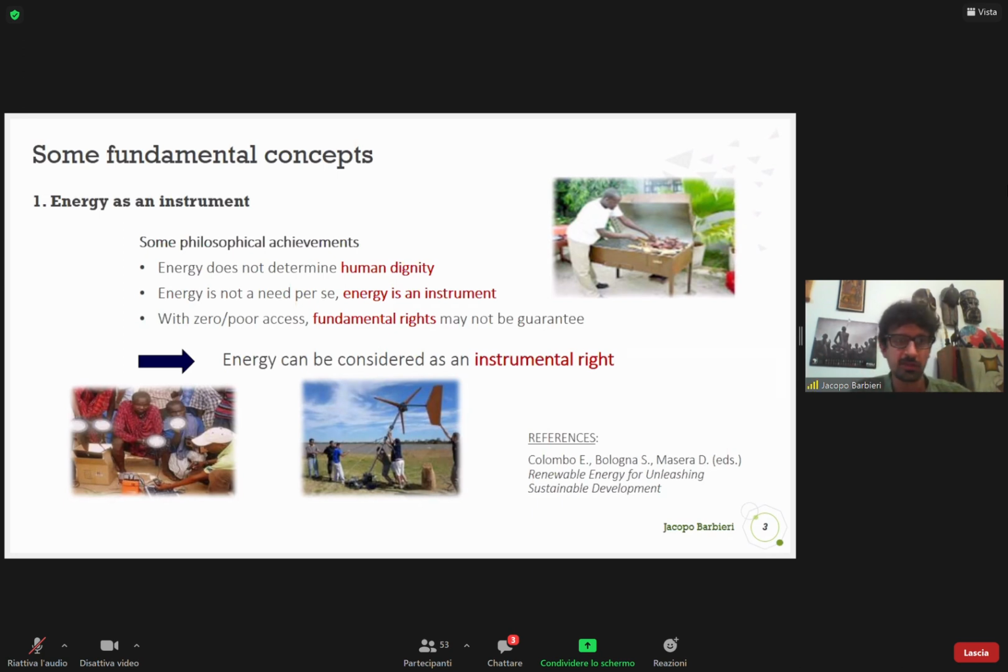Now, the first fundamental concept that I want to pass, which somehow was given between the lines during the previous presentations, is the importance of energy as an instrumental right, as an instrument. So energy per se is not really needed for meeting any human need, it doesn't improve human dignity. You cannot eat energy, you cannot drink energy, so it's not really something needed per se, but it is an instrument. So it is important to consider it as a right in terms of an instrument that provides any human being with the fundamental elements for life and for well-being.